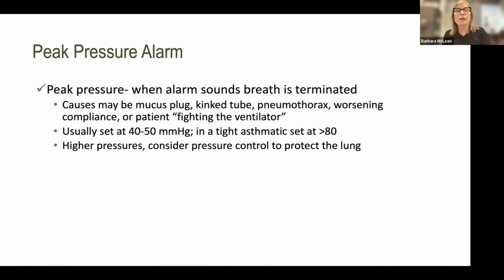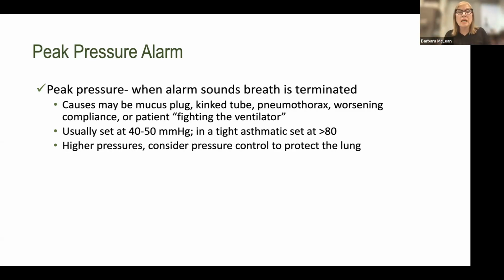2 alarms are going to go off at the bedside. Peak pressure alarm. Whenever that alarm sounds, the breath is terminated because too much force is being generated when delivering the volume into the lung. Could be that the patient is fighting the ventilator, he has a pneumo, he has a hemo, he has a loss of alveolar compliance, he might have a mucus plug, the tube could be in the wrong position, it could be kinked, lots of problems here, okay?